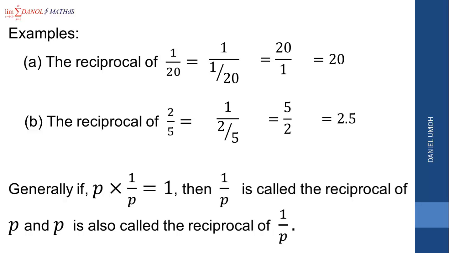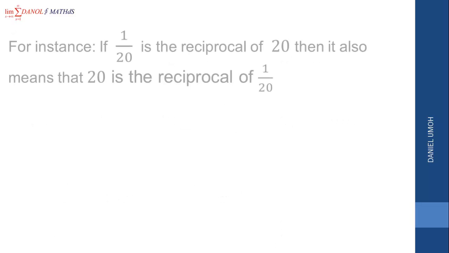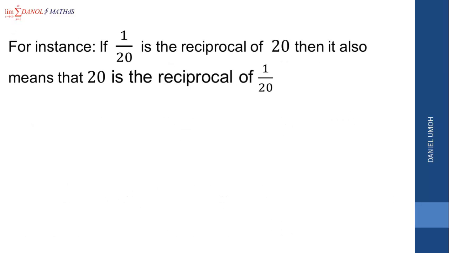I hope you get that. Please, you have to get this point because it's very, very important. When we are solving advanced problems in mathematics, you need to apply this rule. For instance, what we mean is that if 1 over 20 is the reciprocal of 20, then it also means that 20 is the reciprocal of 1 over 20. Please try and understand this particular point. Let it sink. Very, very crucial. Okay, let's look at a further example.